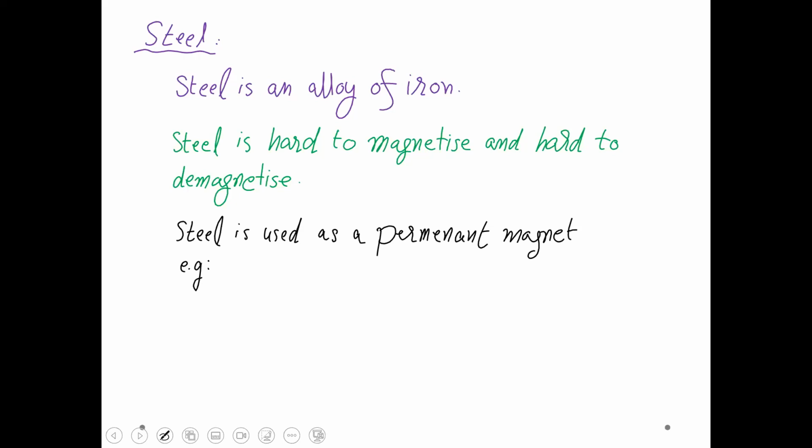For example, the core of a motor is a permanent magnet. When you want to make a permanent magnet, you should select steel. So if you want to make a temporary magnet, you can use iron. And if you want to make a permanent magnet, you can use steel.